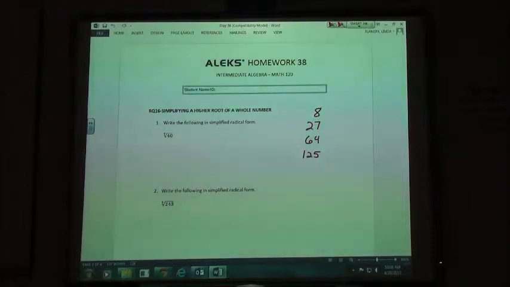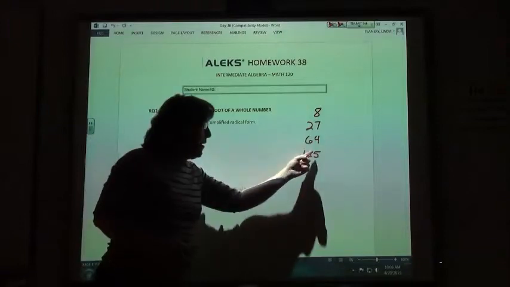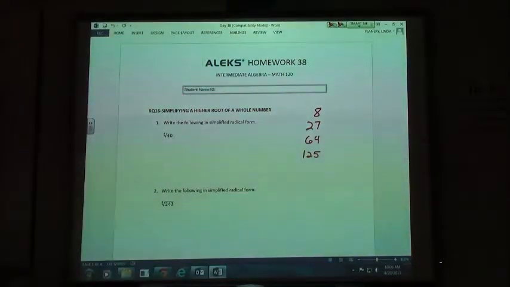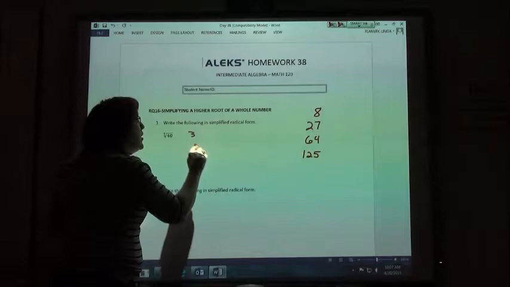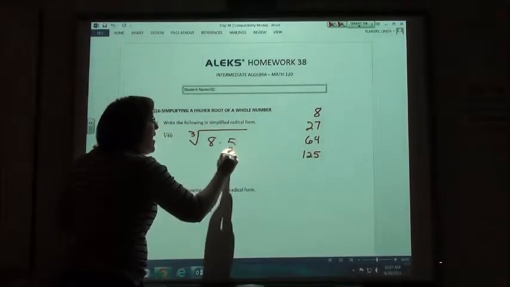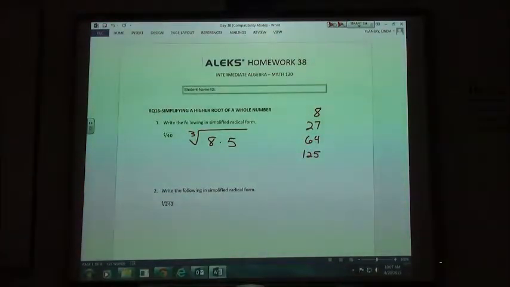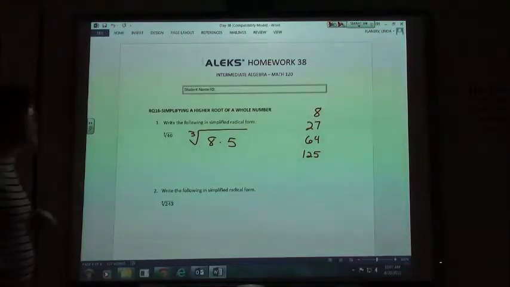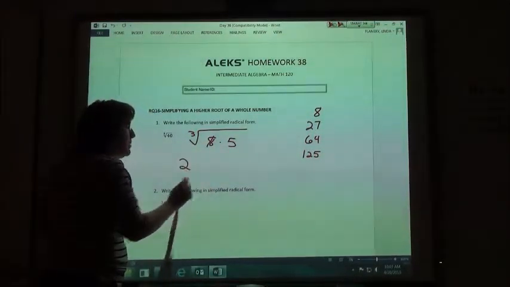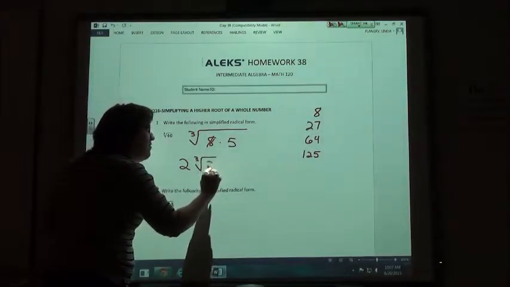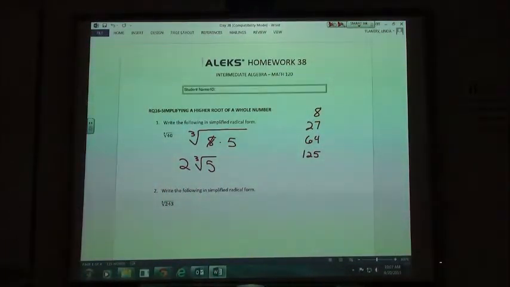So when I'm going to simplify the cubed root of 40, I want the biggest perfect cube that divides evenly into 40. Well, if I look at that list of perfect cubes, the only one that divides into 40 is the 8, right? So I'm going to do the cubed root of 8 times 5. The cubed root of 8 is 2, right? 2 times 2 times 2 is 8. So the 2 comes out in front, and I'm going to get 2 cubed root of 5 for my answer.